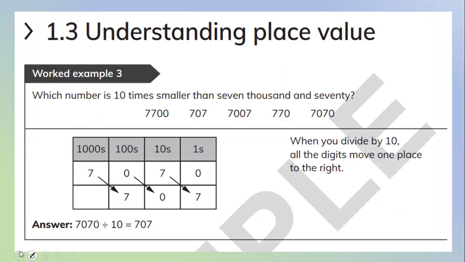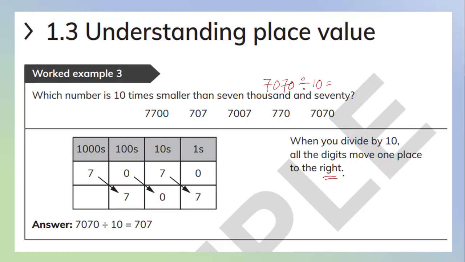Okay, this is article 1.3, understanding place value. Okay, let's look at example 3 first. Which number is 10 times smaller than 7,070? 7,070. 10 times smaller is the same as divided by 10. So when you divide by 10, all the digits move one place to the right. It is smaller by one place.